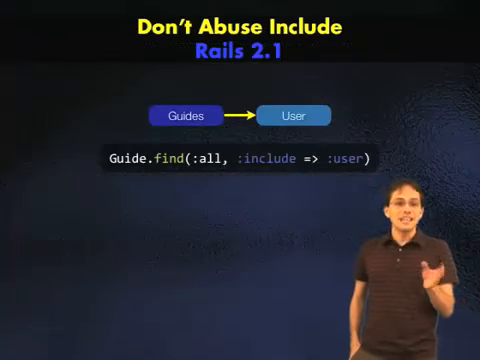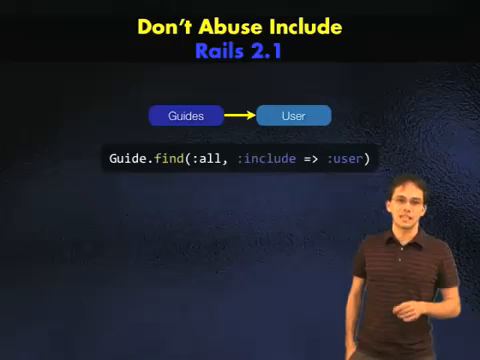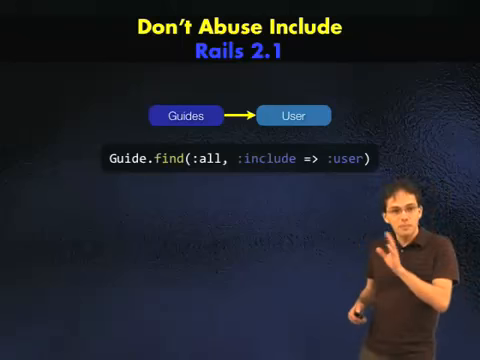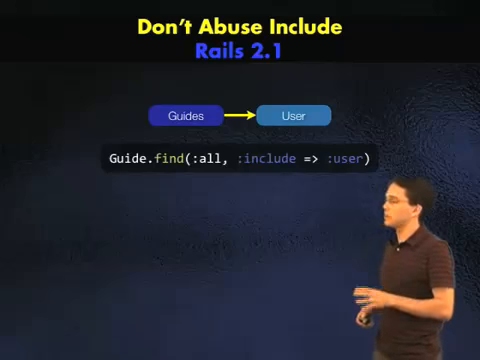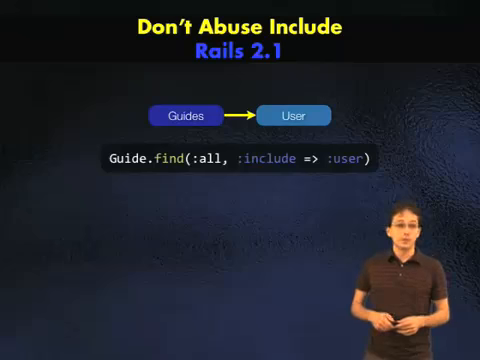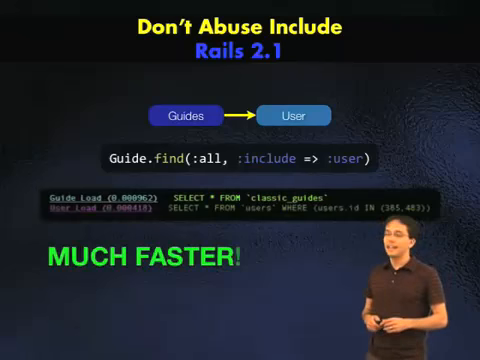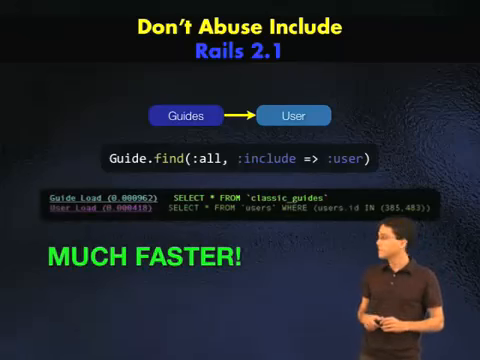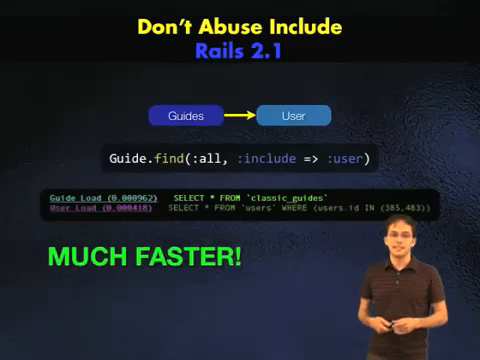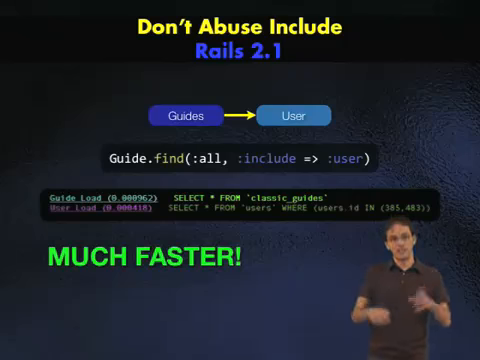Luckily with Rails 2.1, you don't always end up with these ugly SQL statements when you start abusing the include method. So if we go back to our first example where we have many guides that have a user and we do the include, with Rails 2.1, it actually does two queries. First it finds the guides, and then it finds all the users that belong to those guides. And it's much faster this way instead of doing the left join.